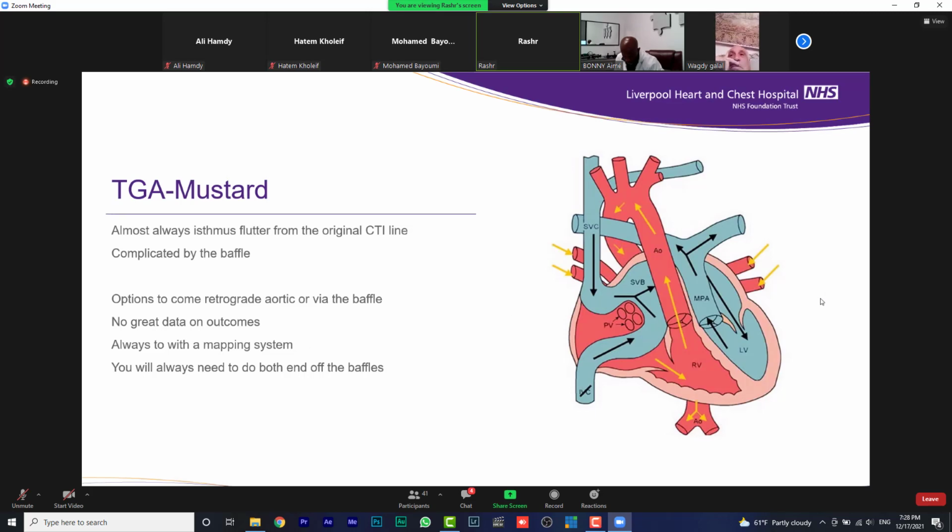So I think with the retrograde aortic approach, a bidirectional catheter is very helpful because it'll give you an extra option as you try and make that tight turn from the RV back up through the valve. Personally, I tend to avoid the retroaortic route due to the risk of vascular injury, and I would always tend to come through a transbaffle puncture.